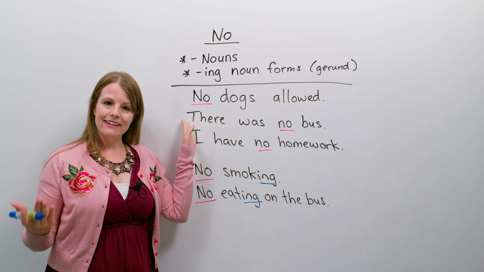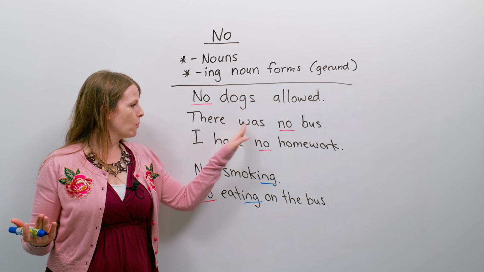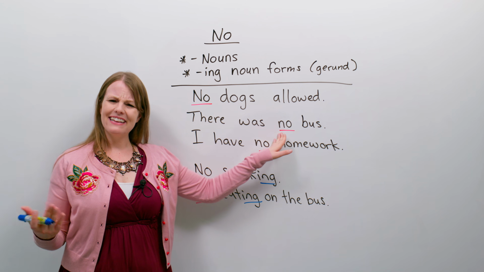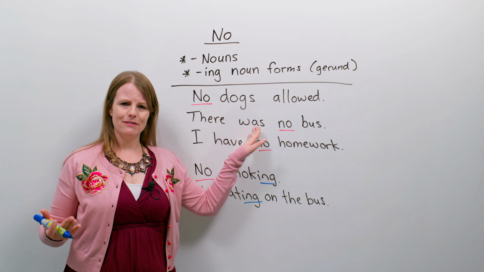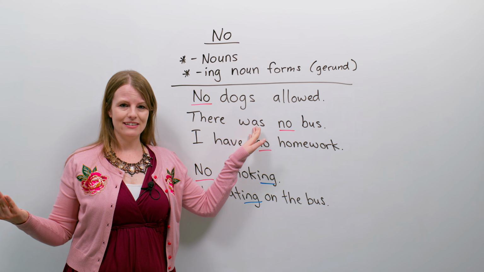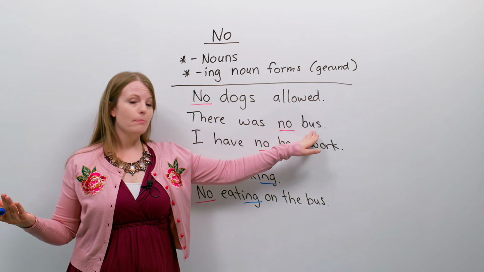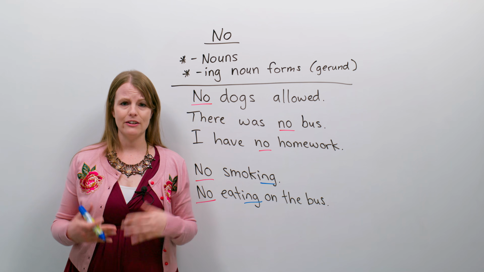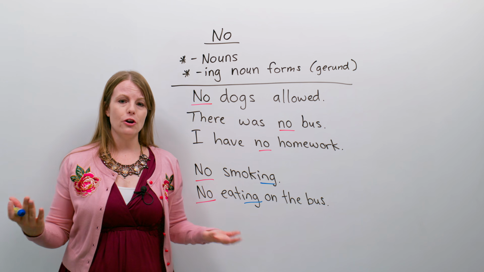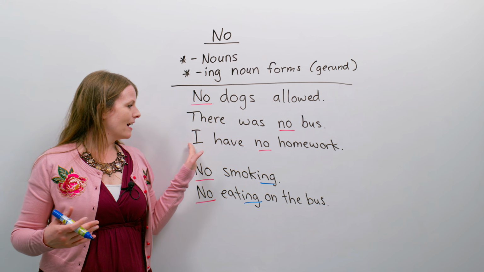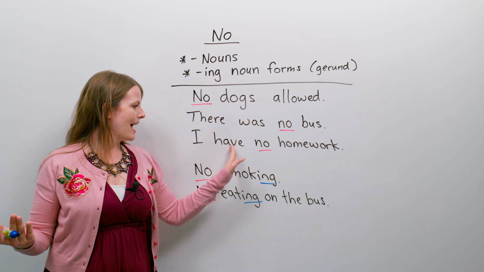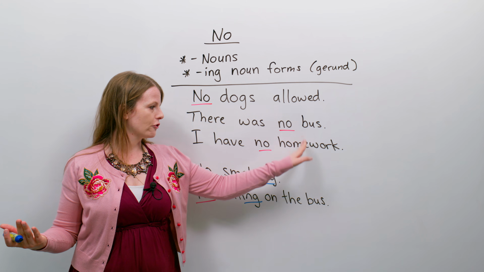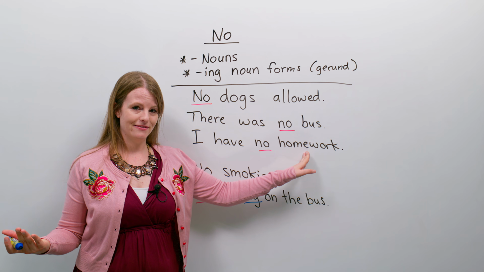So let's look at another example. There was no bus. You might say, I see a be verb. Why don't we use not? Well, because bus is a noun, so the no goes with the word bus. It goes with the noun. There was no bus. Here's another example. I have no homework. No is describing the noun homework.